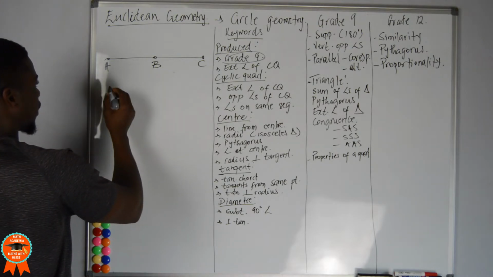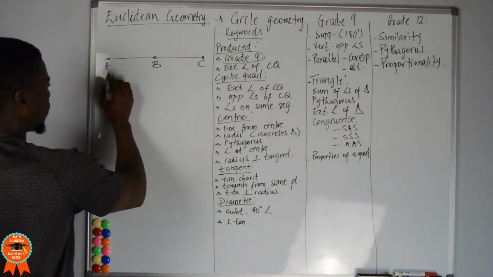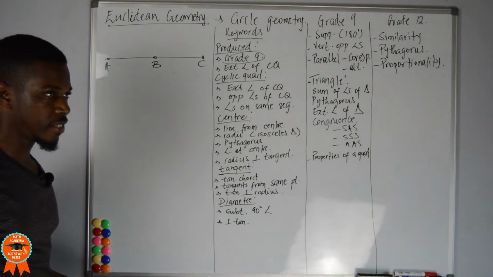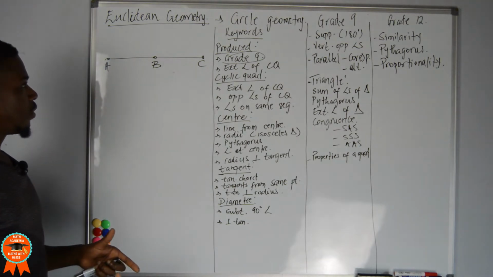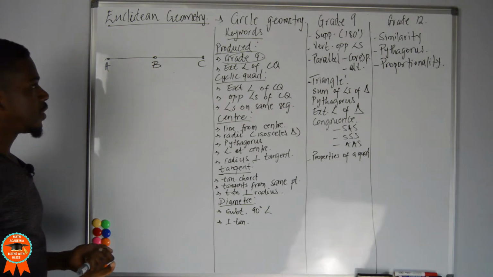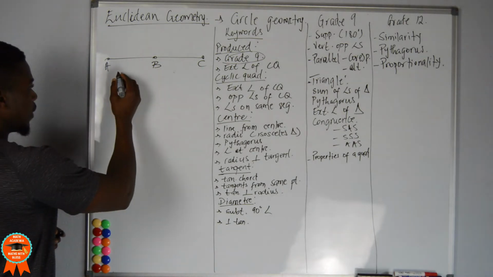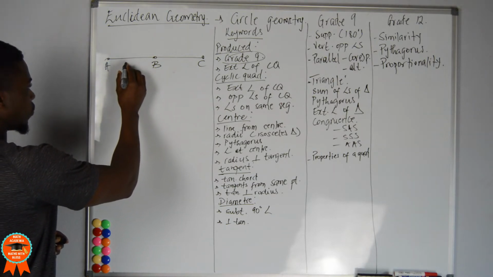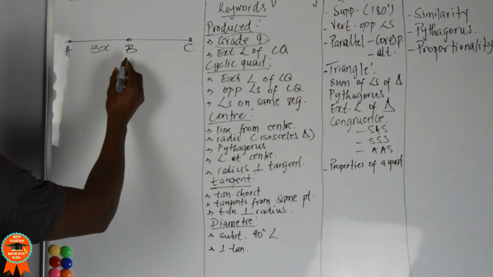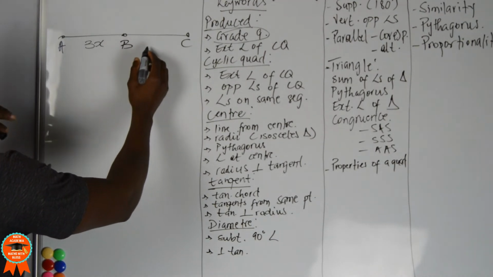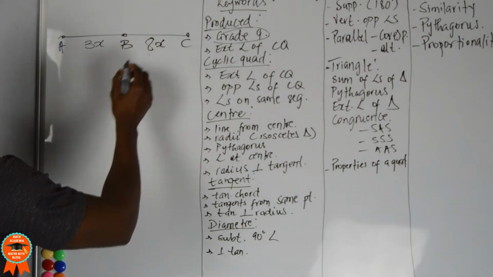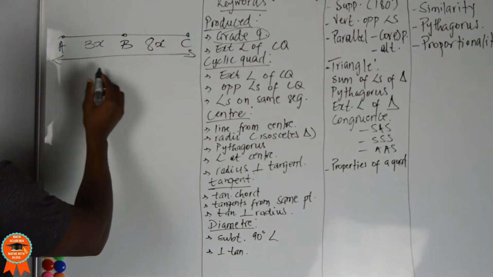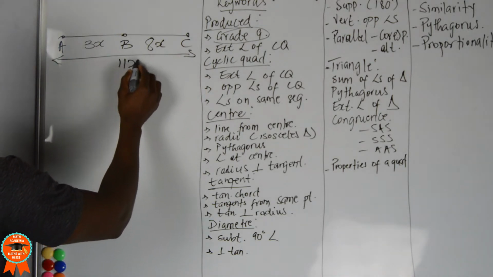Proportion says that AB can be expressed in terms of BC and AC, and BC can also be expressed in terms of AC and AB. So now let's say the distance AB is equal to 3x and BC is 8x. So altogether, this whole line AC is equal to 11x.